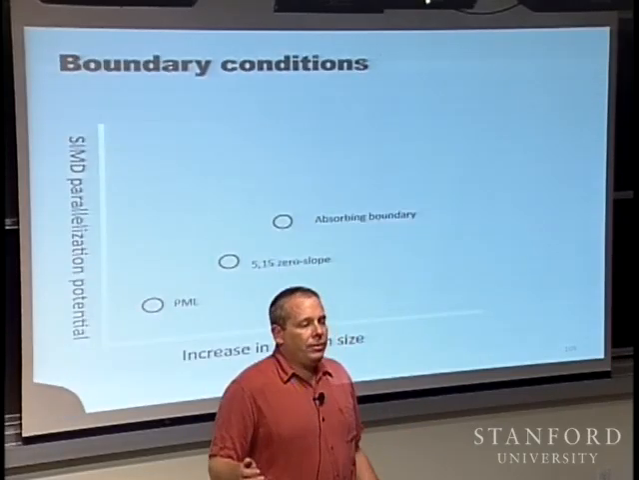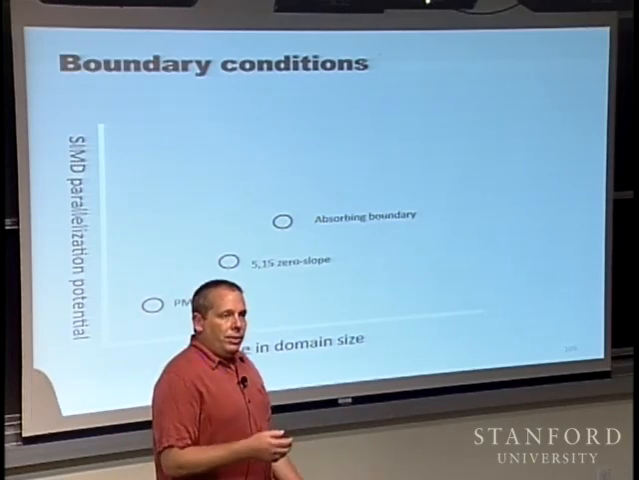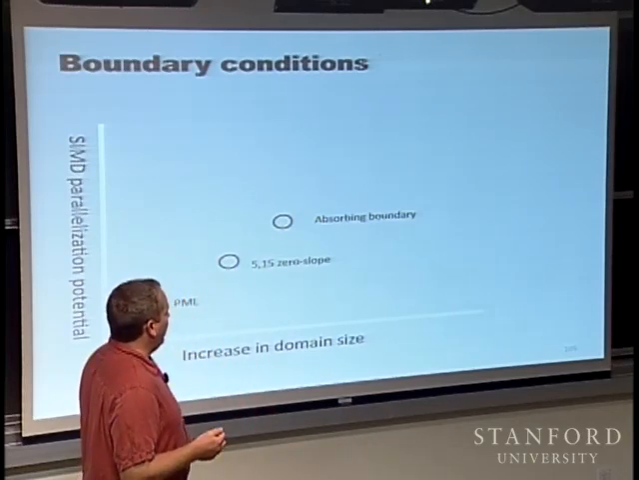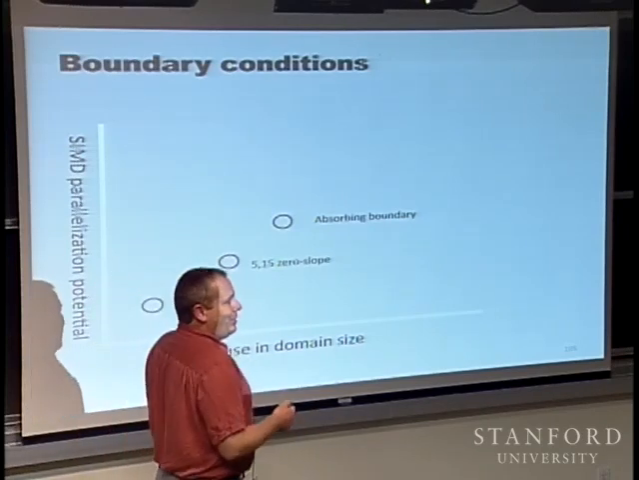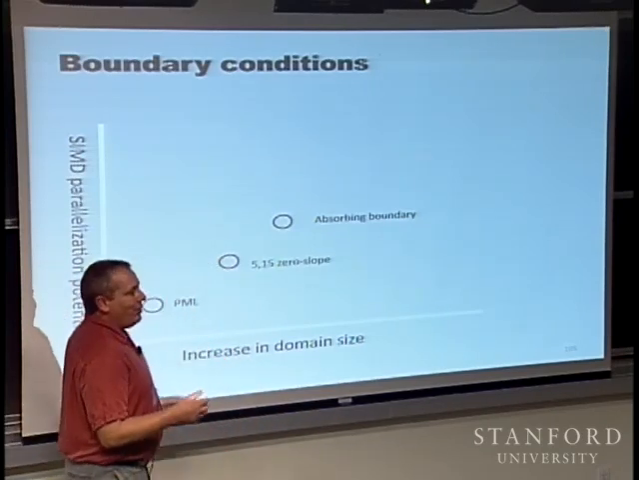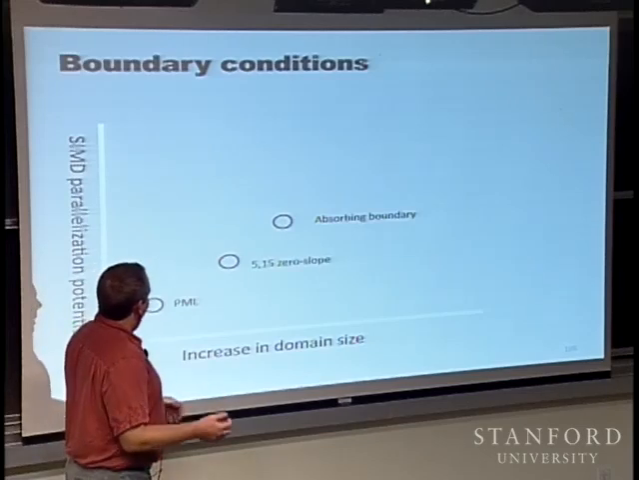Now, there's another big difference between what we do when we do a physical experiment and what we do as a computational experiment. The computational experiment has boundaries. We've got to deal with those. We don't like those. So we have to introduce a boundary condition.